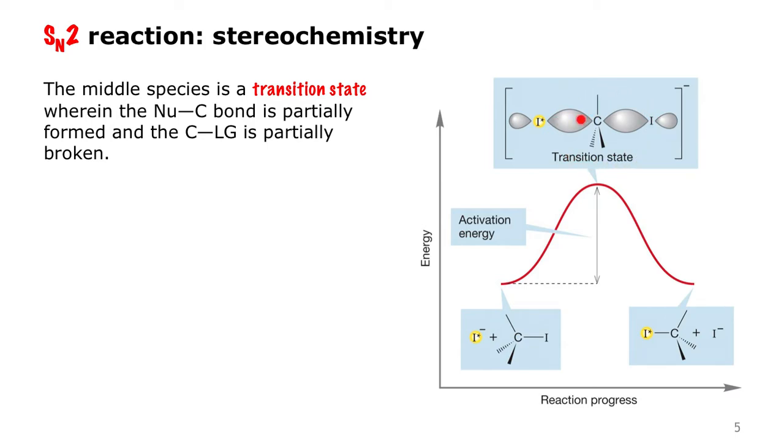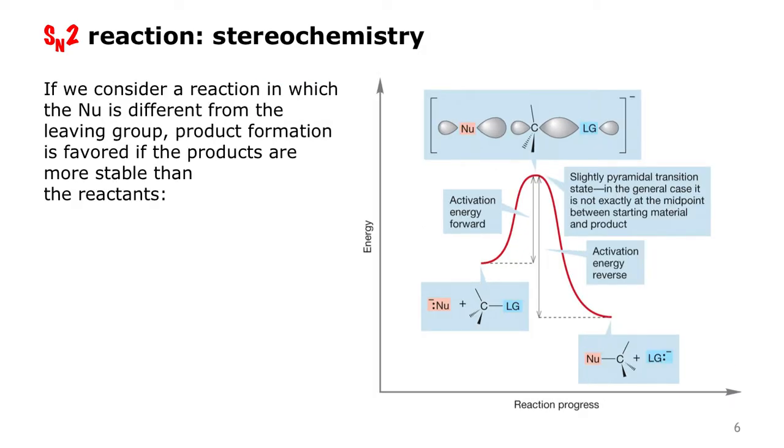In the transition state, we have partial bonds between the nucleophile, the carbon, and the leaving group. And then as we proceed to the products, we form the new bond and the leaving group leaves. Now, this sort of reaction, where we have a species like iodine replacing iodine, would be energetically neutral, but more typically, what we would have is a reaction that is favored in one particular direction.